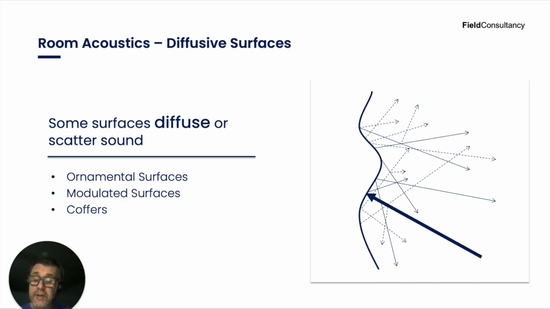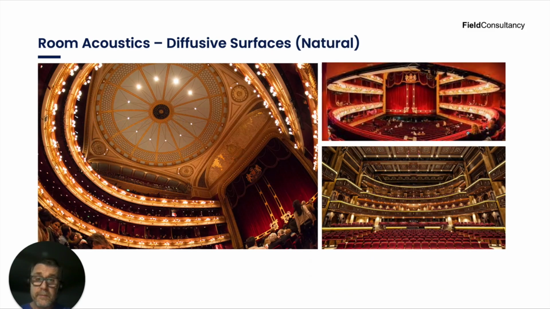Diffusion or scattering can also be obtained through a coffered ceiling, and the different depths of different parts of the ceiling to provide diffusion at different sound frequencies. Here's an example of one of those performance spaces that has a natural diffusion through the architectural features in the space. You can see the balcony fronts have light fittings, which provide natural diffusion. The ceiling has very articulate plaster surface finishes that provide diffusion as well. In this case here, you can see in the audience chamber the coffered ceiling with different depths, which also provides sound scattering and diffusion.